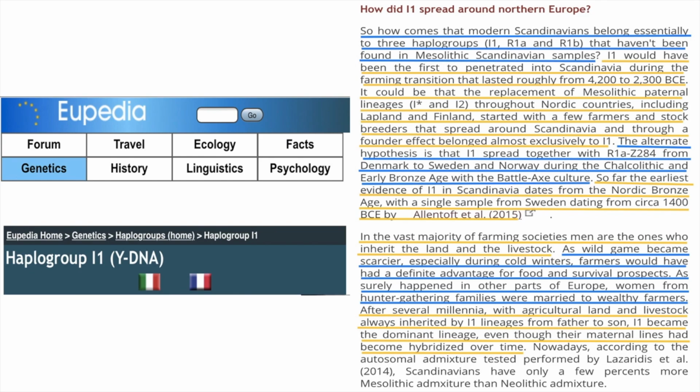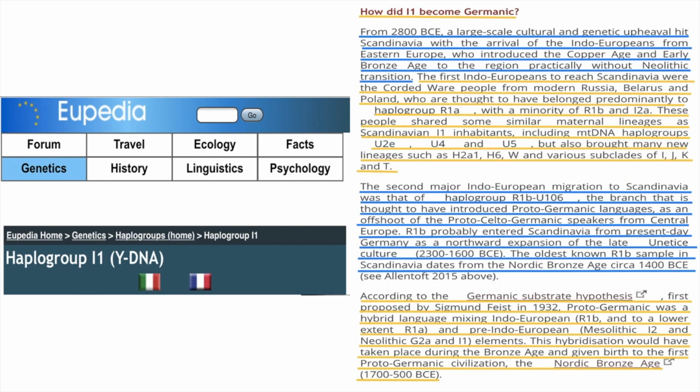After several millennia, with agricultural land and livestock always inherited by I1 lineages from father to son, I1 became the dominant lineage even though their maternal lines had become hybridized over time. So how did I1 become Germanic?